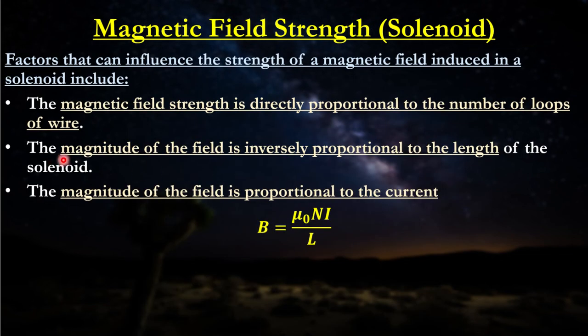All right, the magnetic field strength is inversely proportional to the length. So the longer the solenoid, the lower the magnetic field strength, or at least for the ones that are wrapped by the wire. The magnitude of the field is proportional to the current, so the more electric current that's going through the solenoid, the stronger the magnetic field will be.